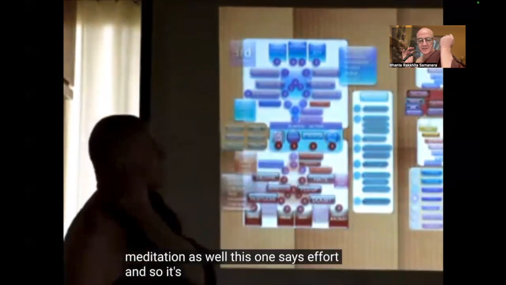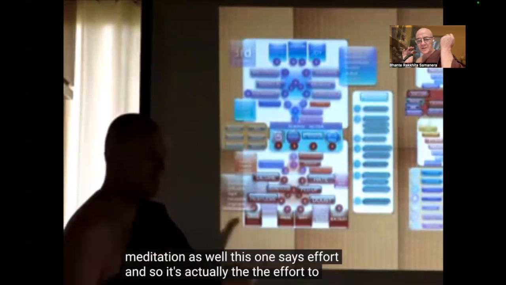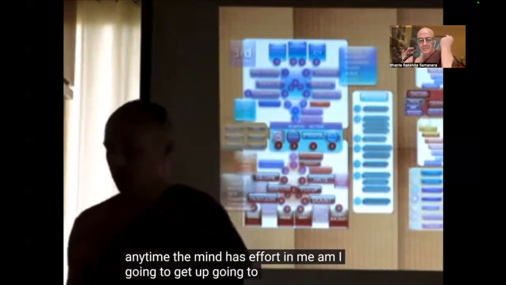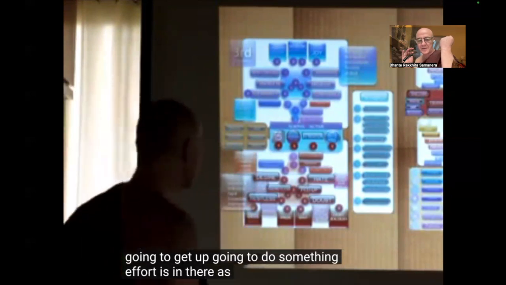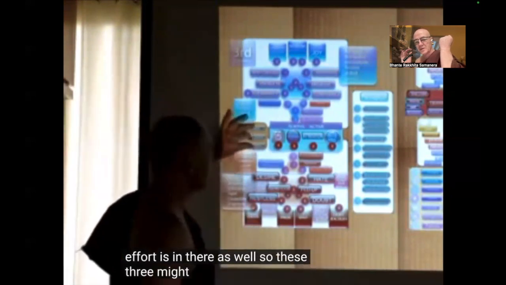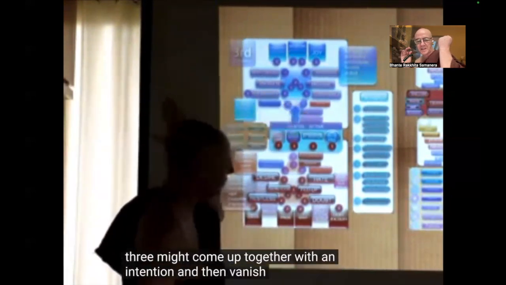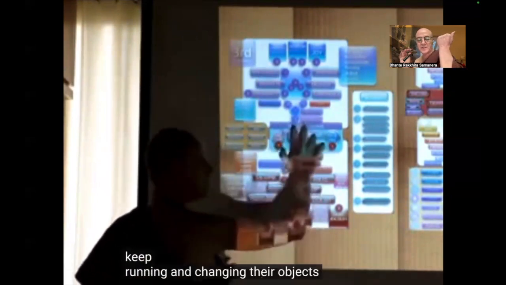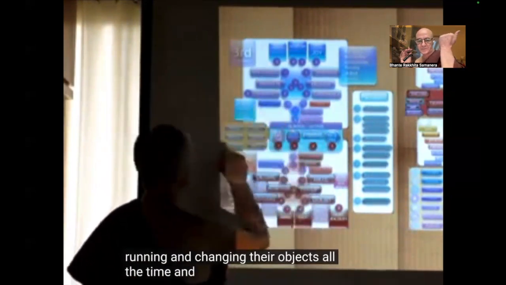This one says effort. Anytime the mind has effort in it, like I'm going to get up, I'm going to do something, effort is in there as well. So these three might come up together with an intention and then vanish. But these will keep running and changing their objects all the time.